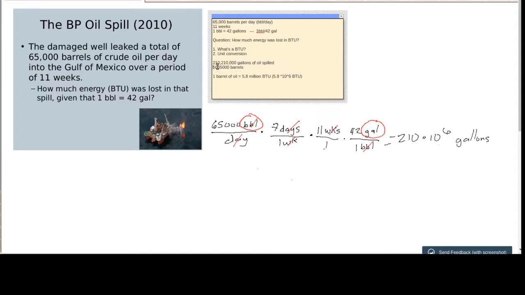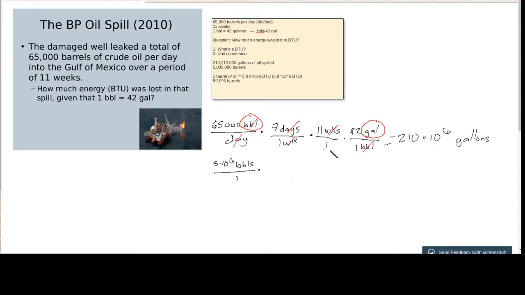barrels. Let me put the commas in so it's easier to see. Comma, comma. That's 5,005,000 barrels of oil. So I'm going to write that as 5 times 10 to the 6th barrels was the amount of oil that was spilled in barrels. So let me go and write that down. I've got 5 times 10 to the 6th barrels were spilled in the entire accident.